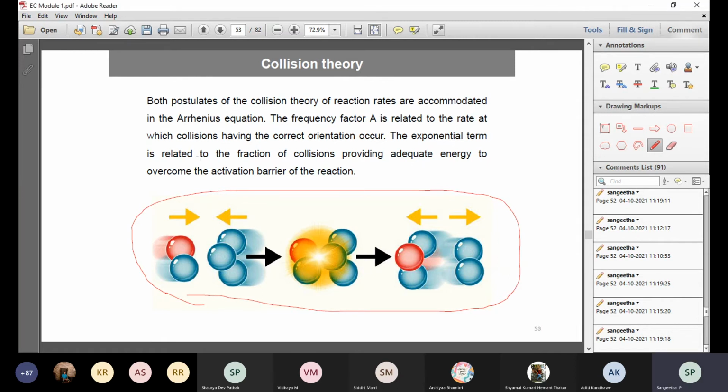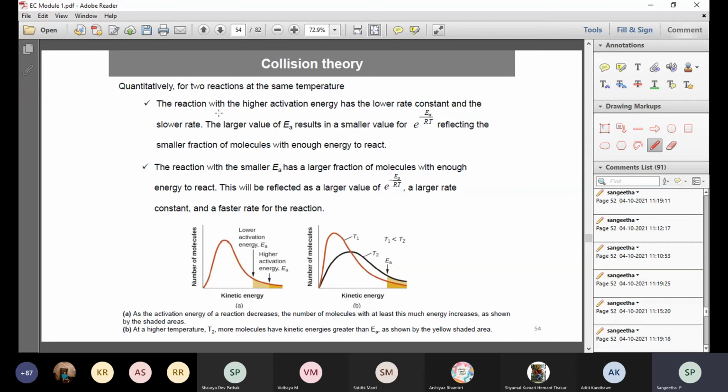So the exponential term is related to the fraction of the collisions providing adequate energy to overcome the activation barrier of the reaction. So see with respect to the reactant molecules, in what direction it is going to be, how the cluster is going to be, and then look for it. Okay. So quantitatively, for two reactions at the same temperature, there's another condition.